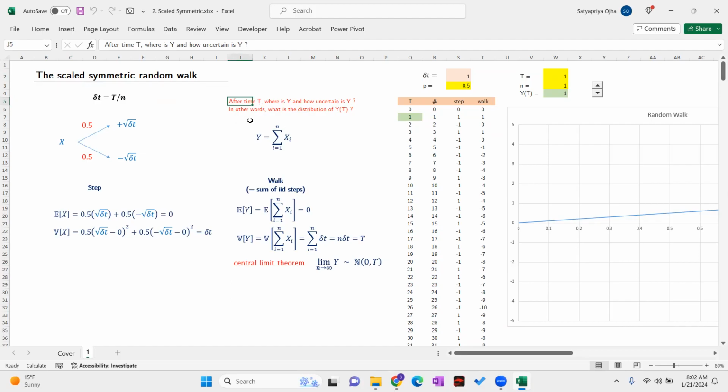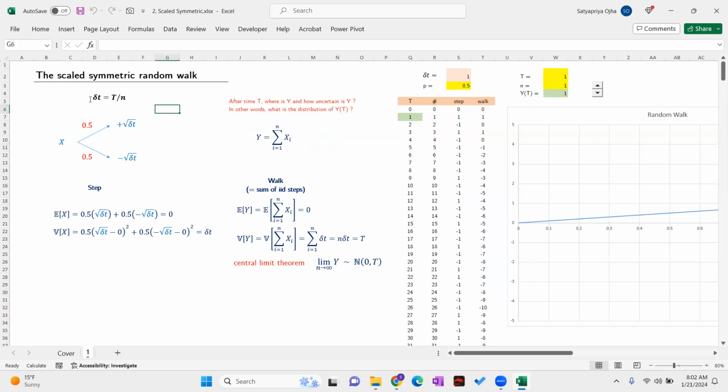In other words, we are trying to find the distribution of Y at time capital T. That is the fundamental thing that you have to model for any use case. So I'll do a few tweaks to my process so that it can address this particular question.